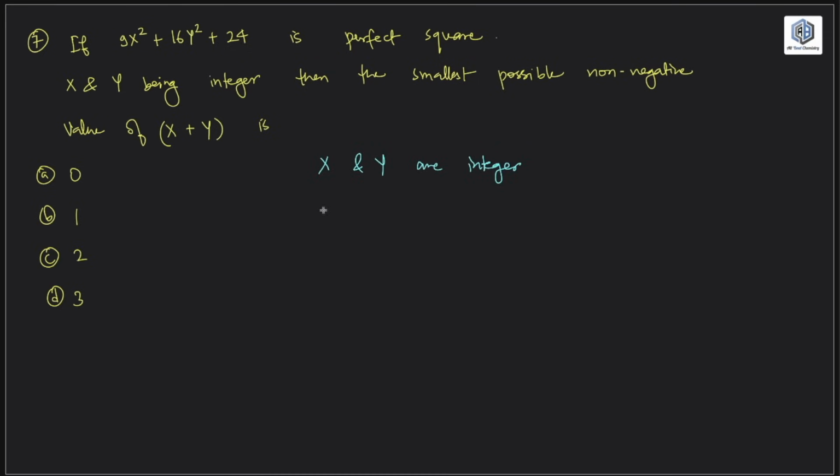So let's take the smallest sum of both of them, that is 0. How will you achieve 0? If x is equal to, let's say, 1 and y is equal to minus 1, then x plus y will be 1 plus minus 1, and this will give me 0. So option A will come over there.